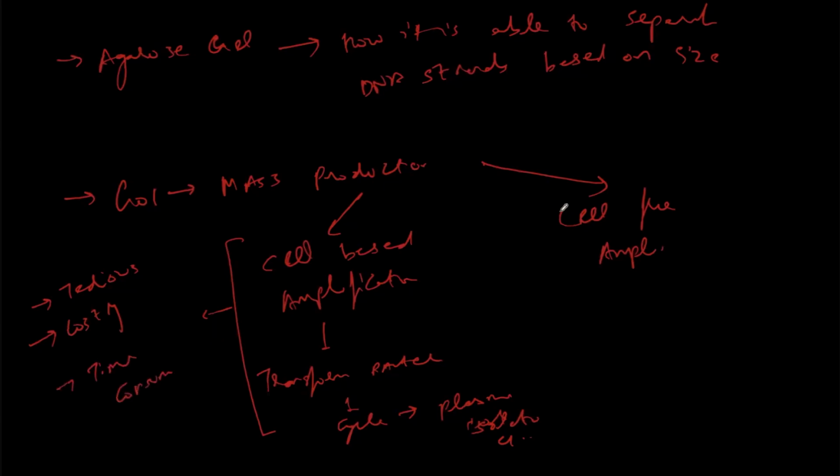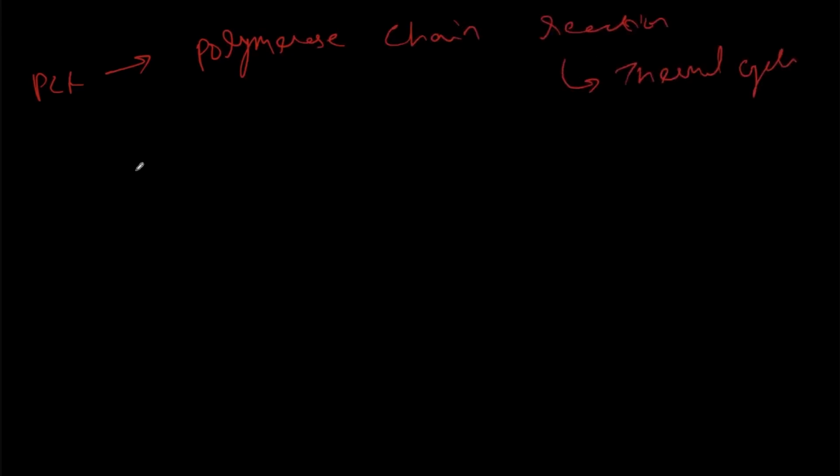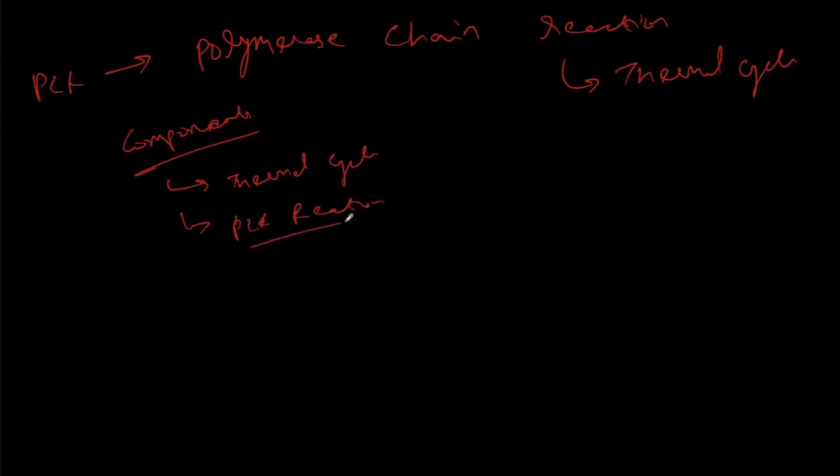So in order to remove these problems, we follow a cell-free amplification method which utilizes the PCR process, which is done in a thermal cycler. PCR is basically the polymerase chain reaction, right? What are the components of PCR? If I want to do a PCR, what do I need? I first need a thermal cycler, obviously. Then in the master mix, that is in the PCR reaction, I'll need the complete DNA, then the primers that are used to amplify my gene of interest.